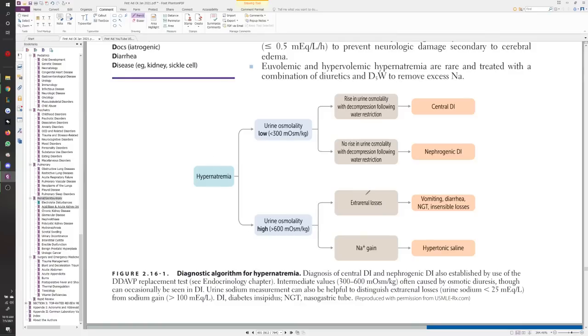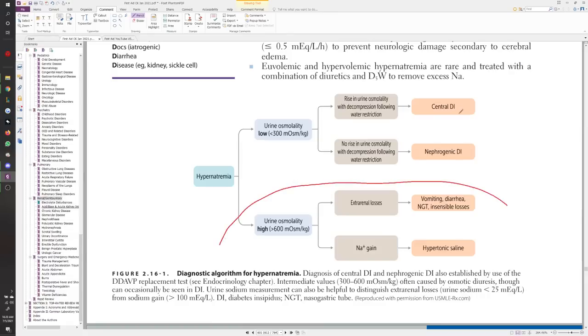So then you check for what's actually causing it. Is it an extrarenal loss like vomiting, diarrhea, nasogastric tube, or insensible losses? Or is it because of a sodium gain, like someone who may have gotten hypertonic saline? Not a sodium gain from food though, right? Depending on what's happening, you can figure out what the real cause was, and it would be based off of what's in the question. This bottom part is the part you probably have to study a little more.